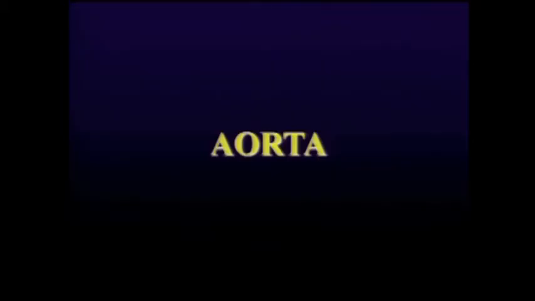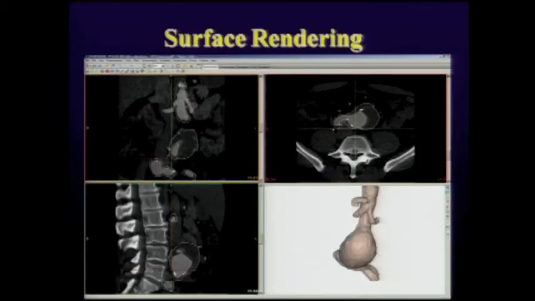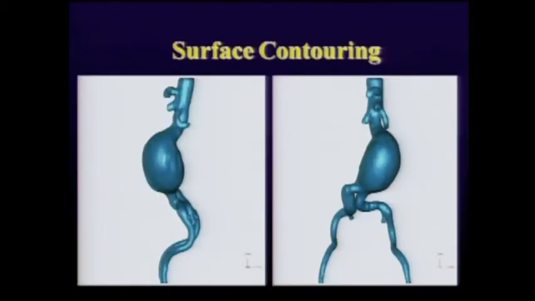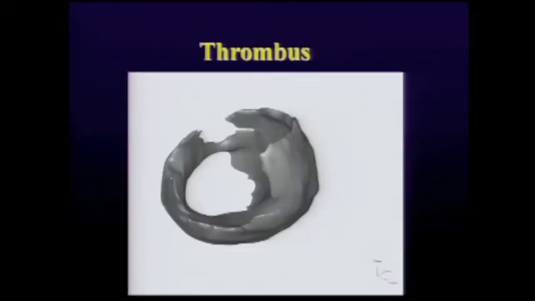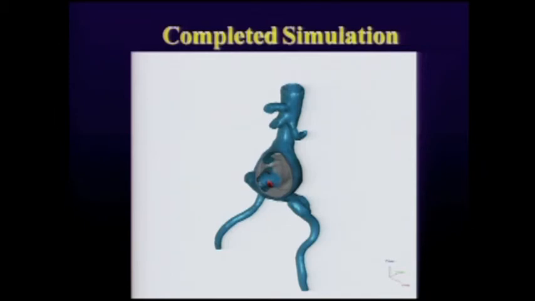Coming on to the second model we created, it was an aorta. The initial procedure was the same: surface rendering, where isodense areas from the CAT scans are marked out. The second step is the same, standard tessellated logs and surface contouring, contour reconstruction from the back. After discussion with the vascular surgeons at our place, they really wanted us to put in thrombus, as that would help in creating a more actual image of the pathology. So we created a reconstruction of the thrombus, and this is the completed final simulation.